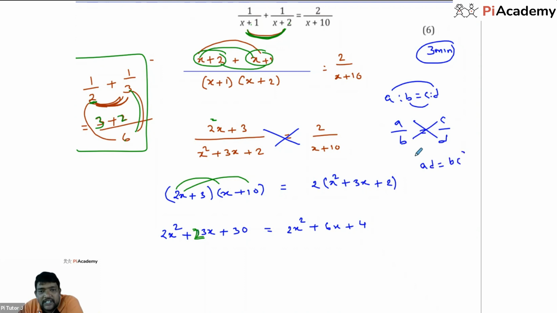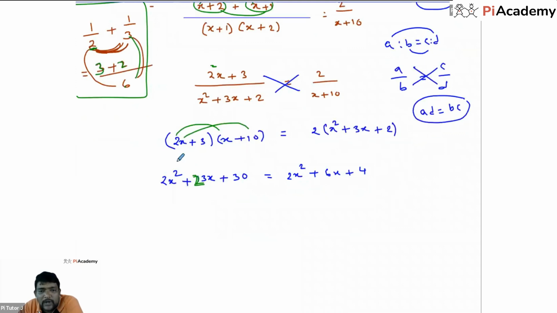So now let's simplify this. Now look here. You have 2x square and 2x square on both the sides. So I'm cancelling it. 2x square minus 2x square is 0. Now 23x minus 6x would be 17x, right? I'm bringing this 6x to the side. It is 17x is equal to 4 minus 30 is minus 26, right? So x equal to negative 26 over 17.